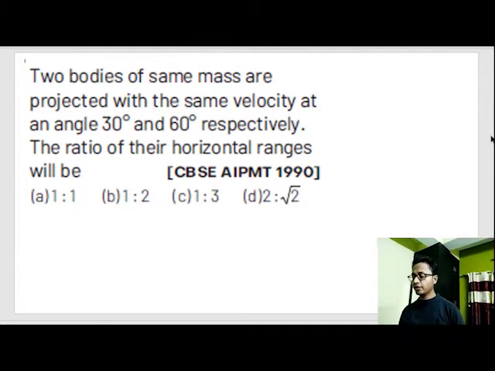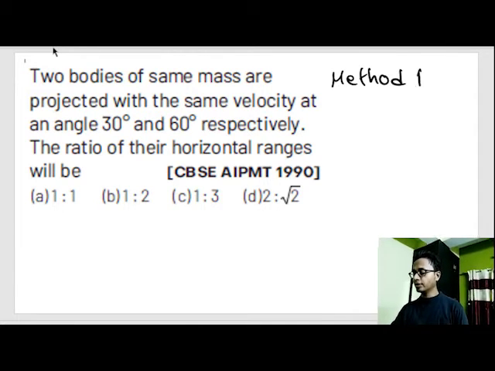Two bodies of same mass are projected with same velocity at 30 degree and 60 degree respectively. The ratio of their horizontal ranges are... Now there are two methods of doing this. Method one is the longer method, or normal traditional method. So first I am doing by method one, the traditional method.